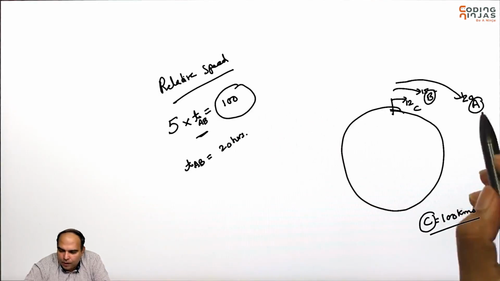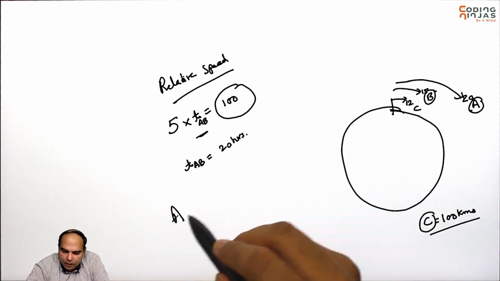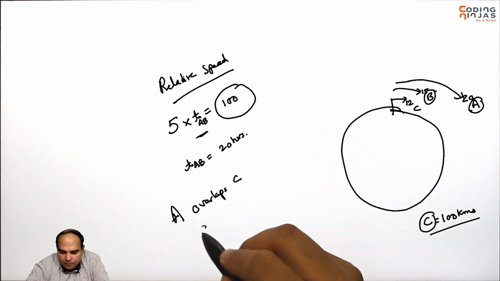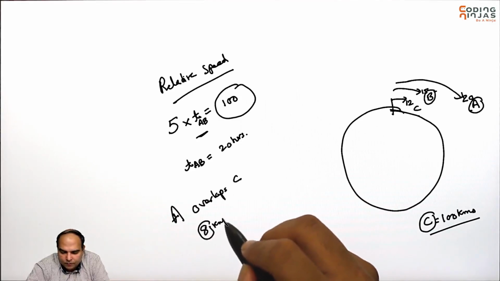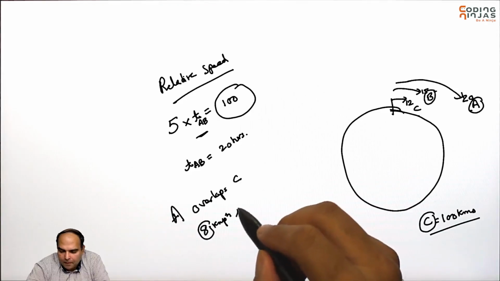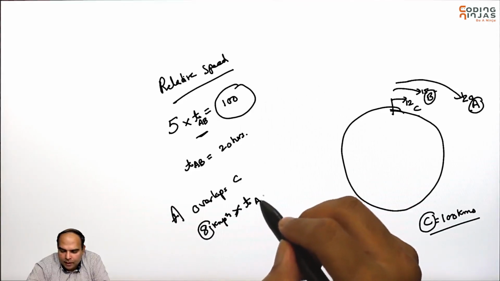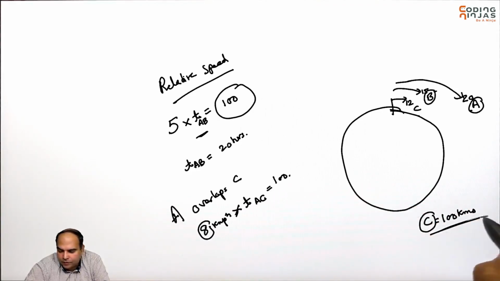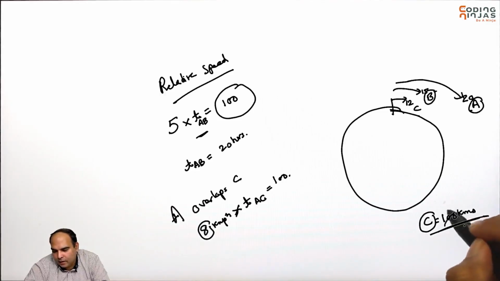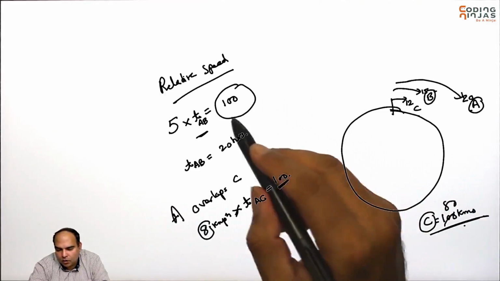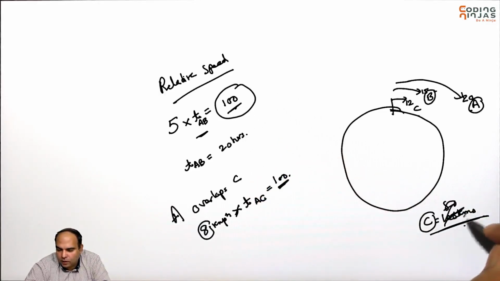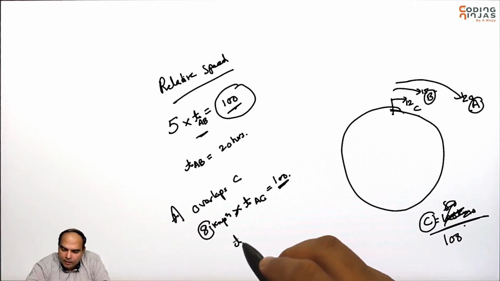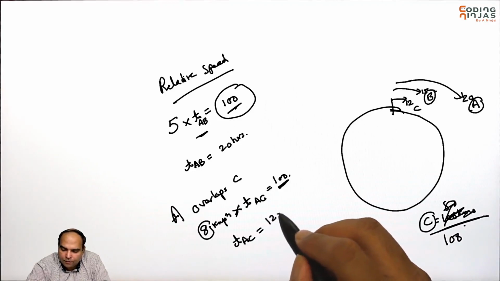Likewise, A overlapping C would happen at a relative speed of 8 kilometers per hour into time TAC, which is the time A takes to overlap C, and that has to be equal to 100 kilometers, because the circumference is given as 100. If this was given as 80, you would have replaced this by 80. But anyway, let's continue solving with 100. So the TAC in this case would become 12.5.